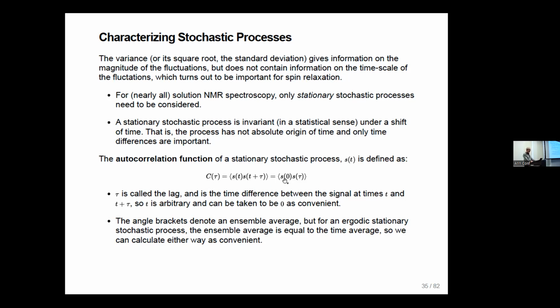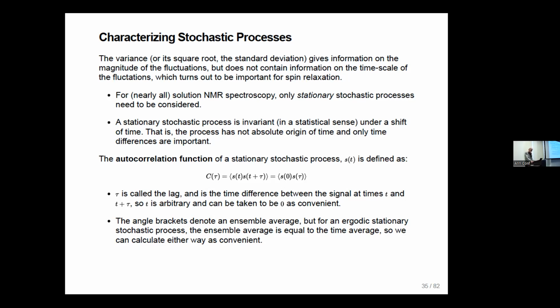Sometimes, since absolute time isn't important, people will write 0 and tau, but they still mean averaging over all possible occurrences of that tau over all possible starting times. And tau is called the lag, and is the time difference between our arbitrary time t and t plus tau.